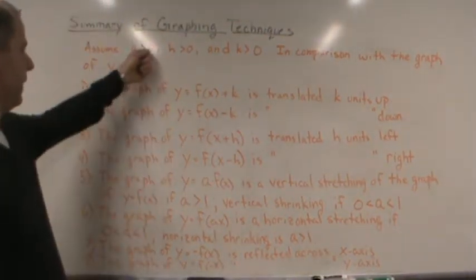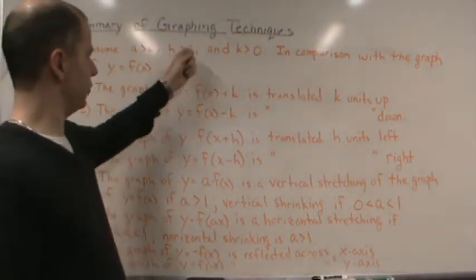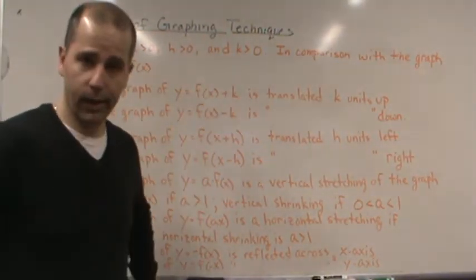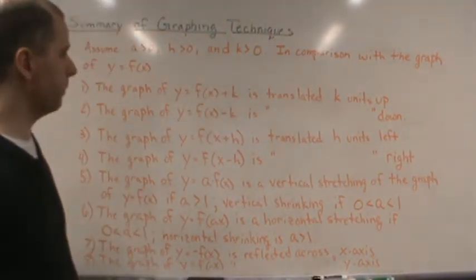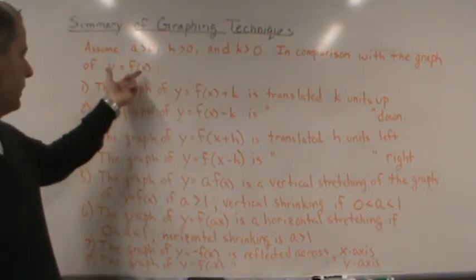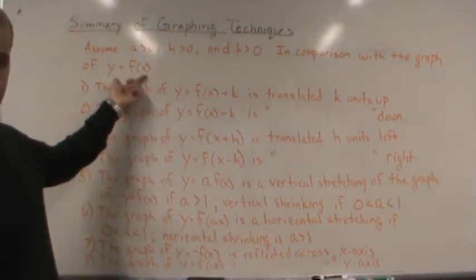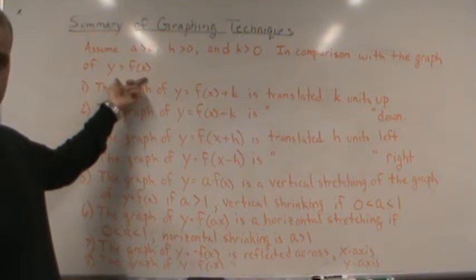So assume that a is greater than 0. So a, h, and k are positive real numbers. And we're going to look at these as compared to this basic function, whatever this function is, y equals f of x.